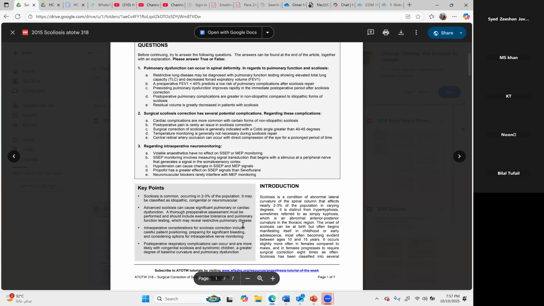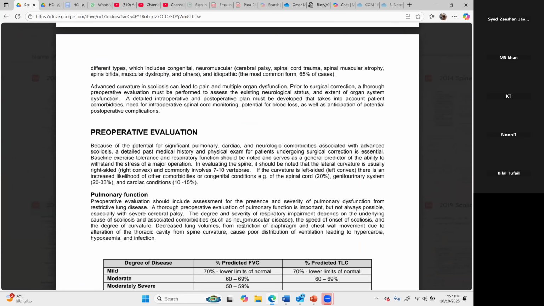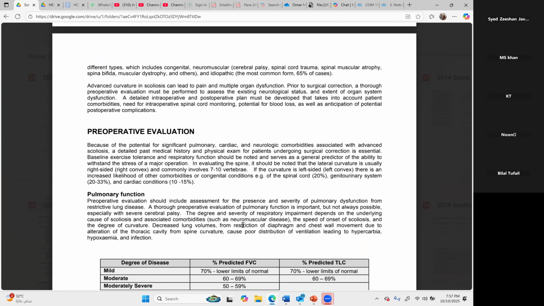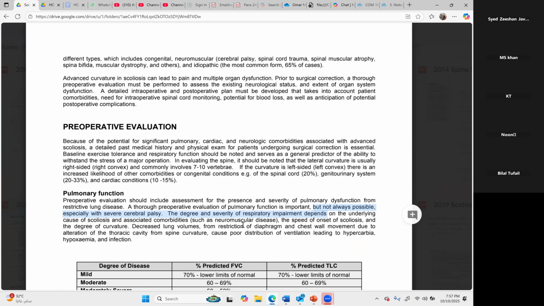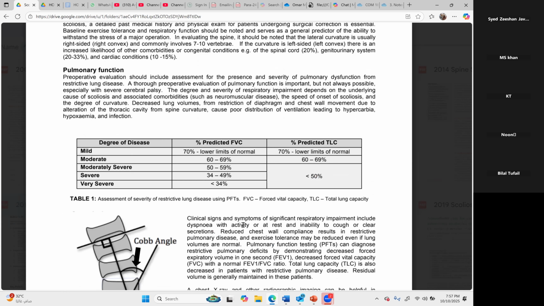So we will just try to expand on what I discussed. So here we go. Preoperative evaluation with reference to pulmonary, cardiac, and neurological comorbidities. Okay, because in this there may be some neurological involvement. So exercise tolerance, respiratory function, and then the Cobb's angle, as I told you. So measurement of Cobb's angle, pulmonary function test with reference to this FEV1 or FVC ratio we have discussed recently.